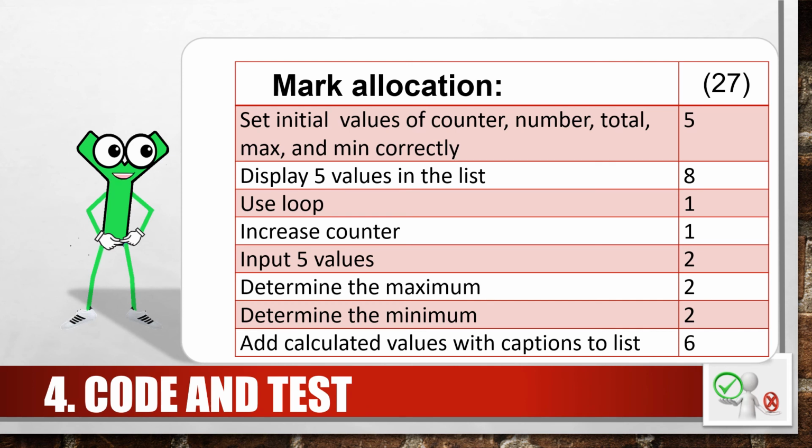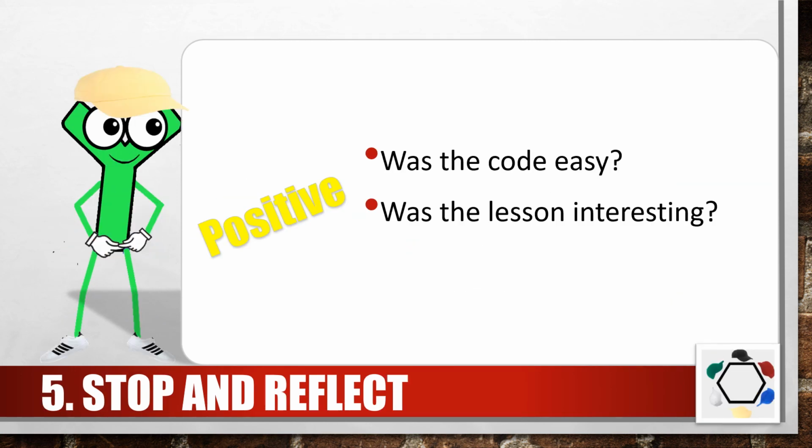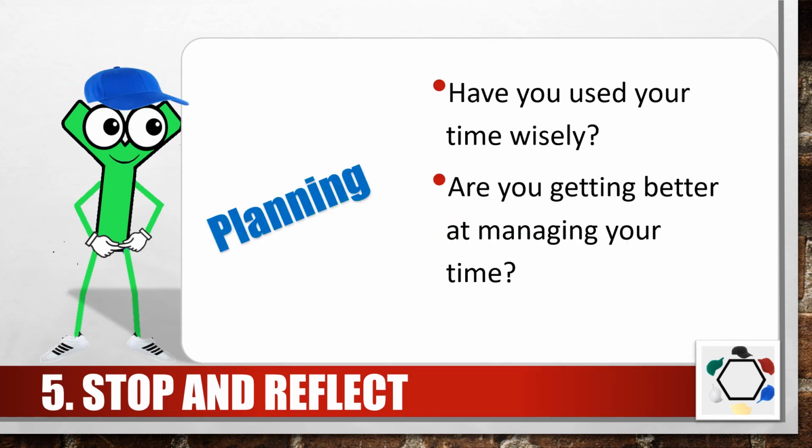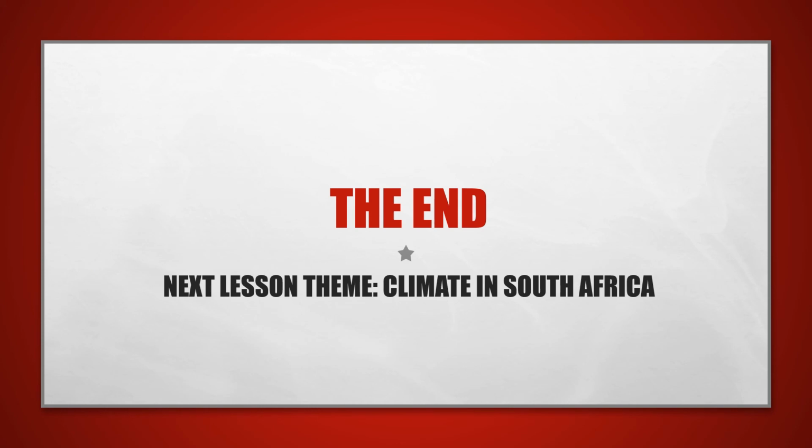Then write your program and check that your program meets the criteria against this rubric. Finally, use the 6 thinking hats again to reflect on what you've learned today. In the next lesson, you will populate a list using a text file.